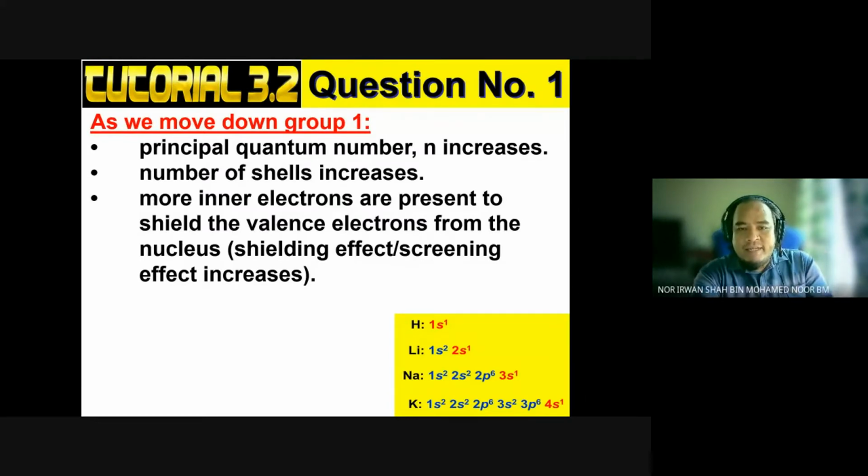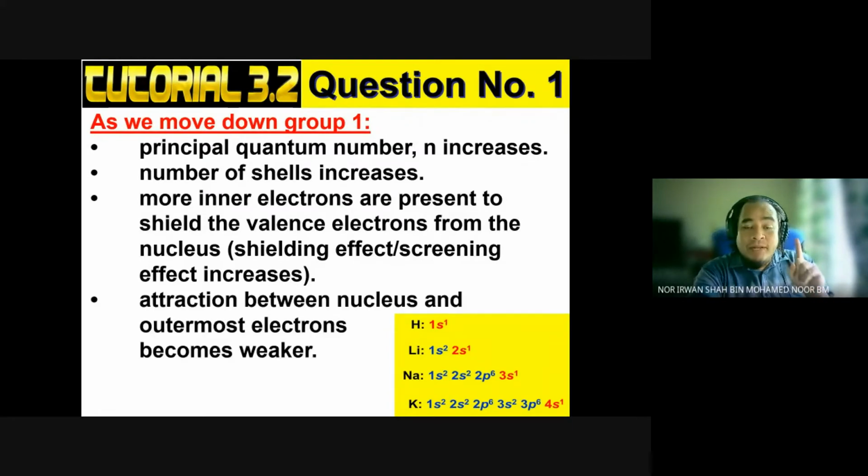So therefore guys, dia akan memberi kesan kepada the attraction between the nucleus and the outermost electrons. So greater shielding effect means, tak kisahlah nucleus of lithium ke, sodium ke, potassium ke, semakin banyak inner electrons, dia akan menyebabkan tarikan antara nukleus dengan elektron yang paling luar akan jadi makin lemah, makin lemah, makin lemah.